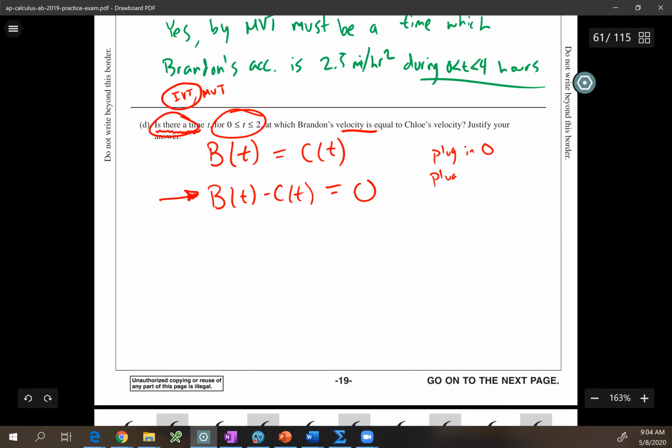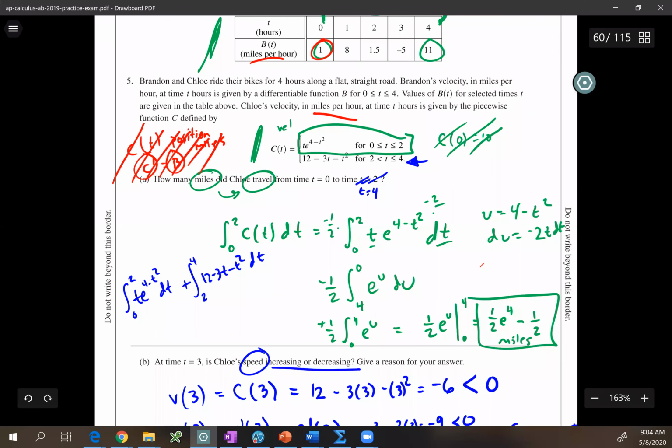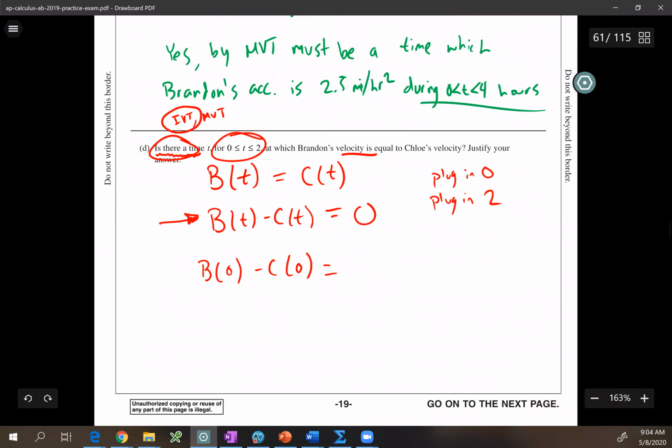So it's recognizing, hey, I'm not actually trying to solve for it. It's saying, is there a time? That's telling me IVT. So we're going to plug in B of 0 minus C of 0. And when we do that, B of 0 is in the table, 1. And C of 0 would be, when we plug it in, 0 e to the 4. It doesn't matter, 0 times anything is 0. So we get 1 minus 0, which is 1.